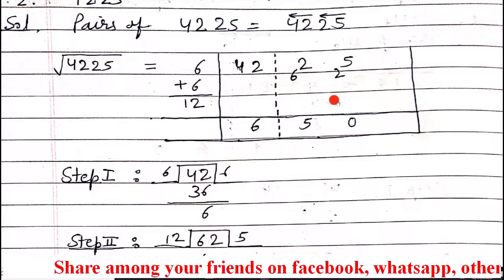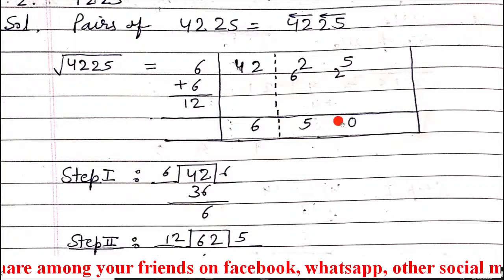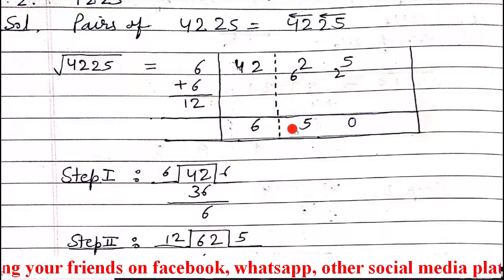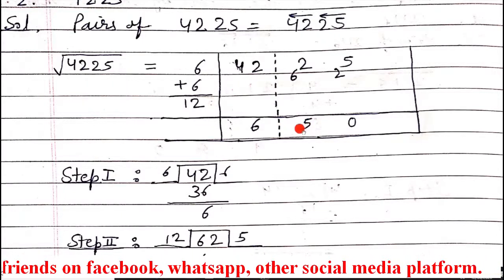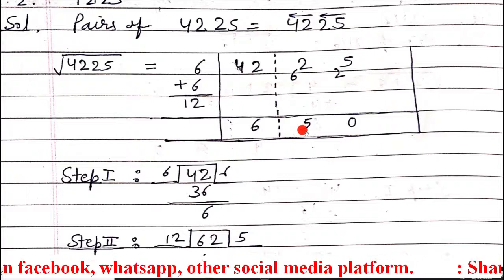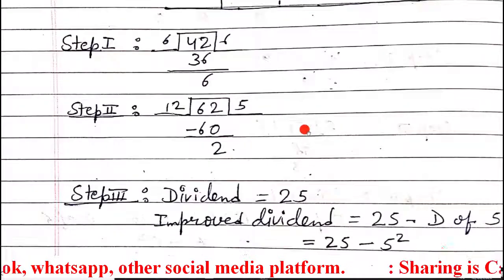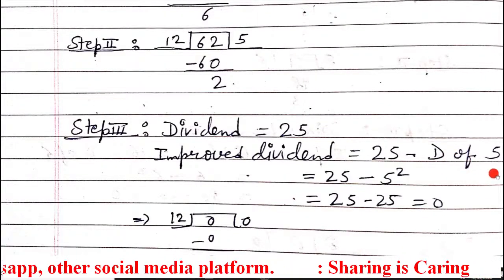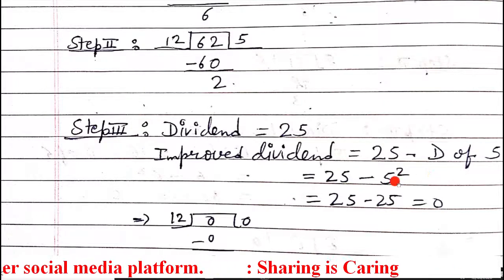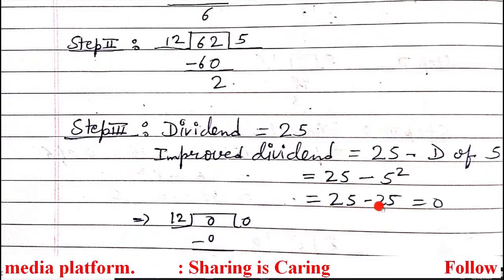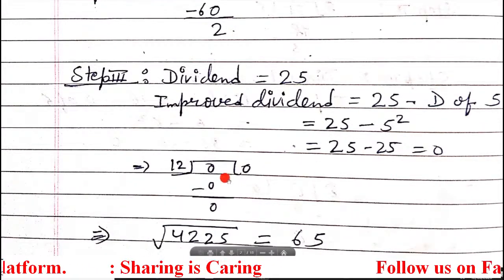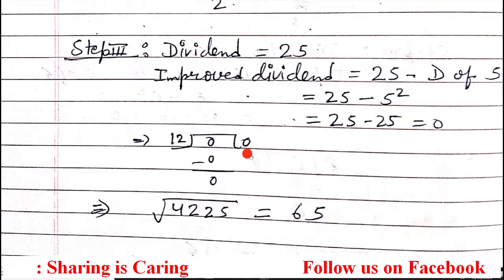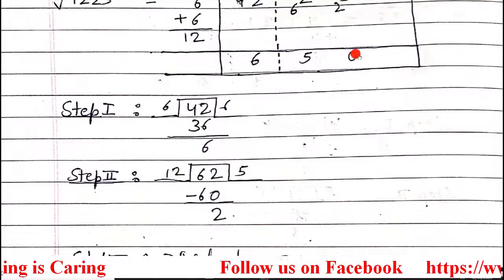So after this dotted line, how many digits do we have? Only one digit, that is 5. So the Dvandva of 5. That's why we did 25 minus D of 5, that is 5 square, so that is 25. So 25 minus 25 is 0. Now 0 we have to divide by 12. That is 0. So we obtained here quotient 0.